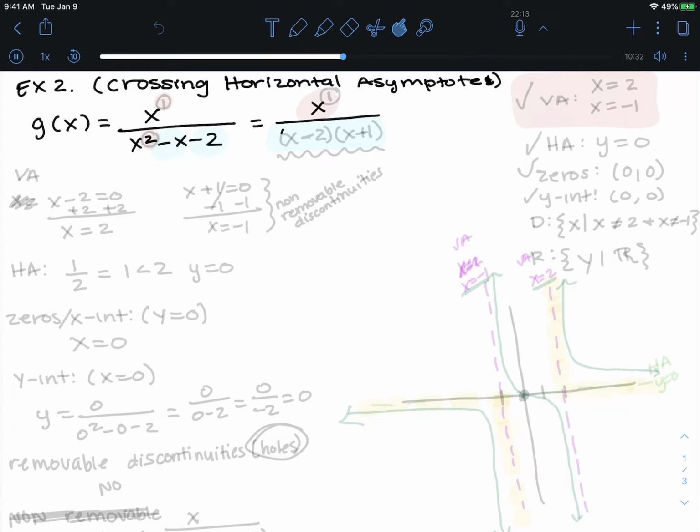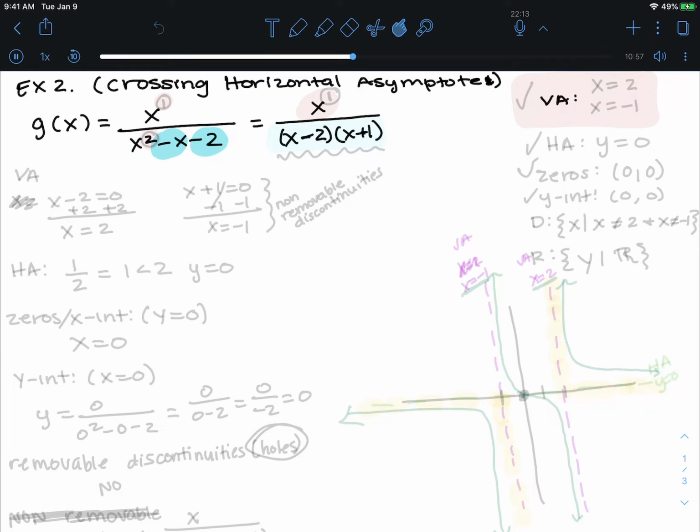So I got x, and then here I'm going to have x times x. Now what times what is negative 2? Well, the only two numbers that multiply to 2 are going to be 2 and 1. But now I want it to equal a negative x, so that means that the 2 has to be negative and the 1 will be positive. Okay? Now, can anything factor out here? No, meaning that I am going to have a vertical asymptote.